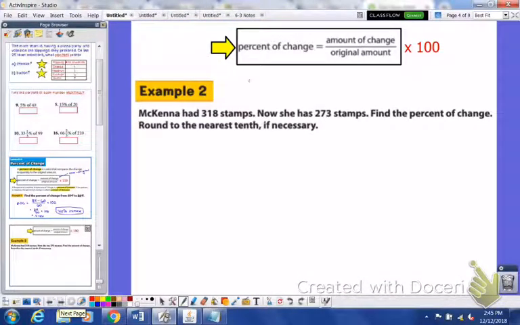Sticking with that same formula here. McKenna had 318 stamps. Had, so that's the original. Now she has 273 stamps. So now she has, so that's our new. Find the percent of change, round to the nearest tenth if necessary. Make sure you guys pay attention to our rounding rules. So our percent of change.